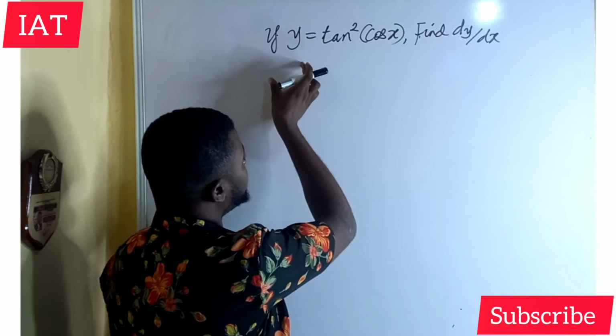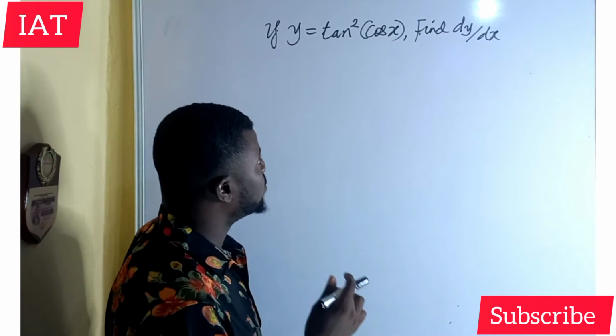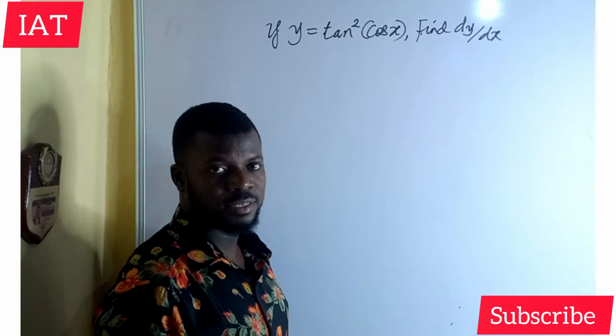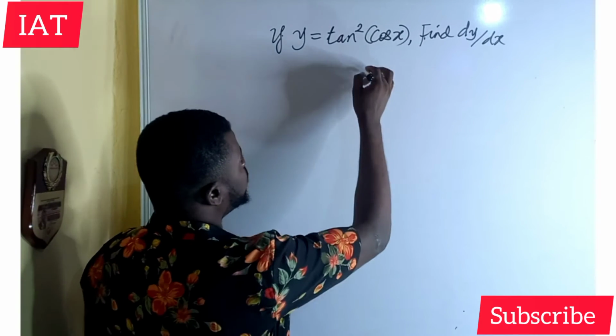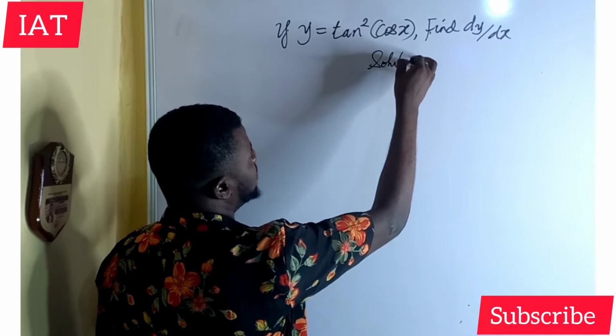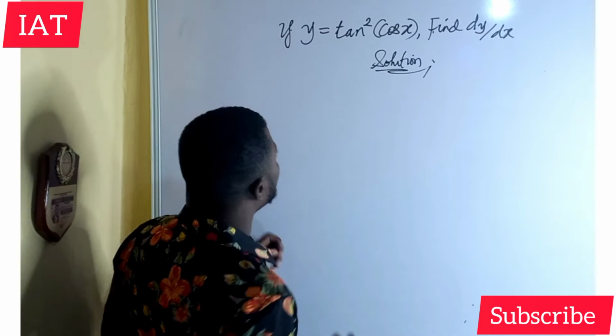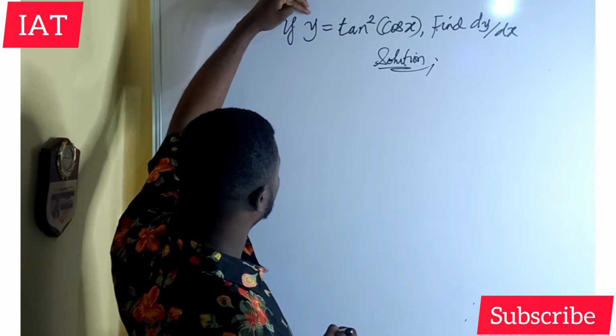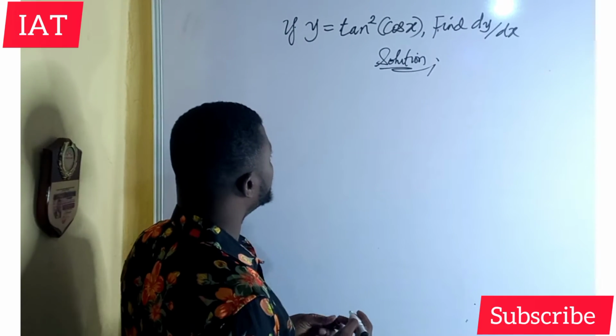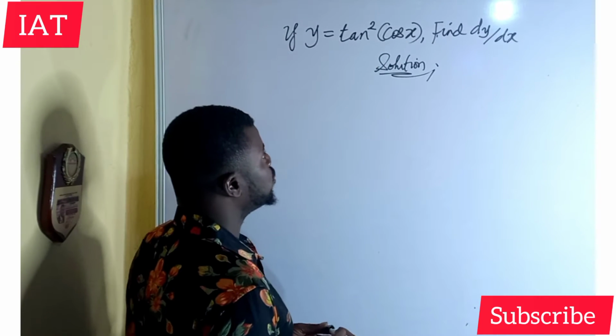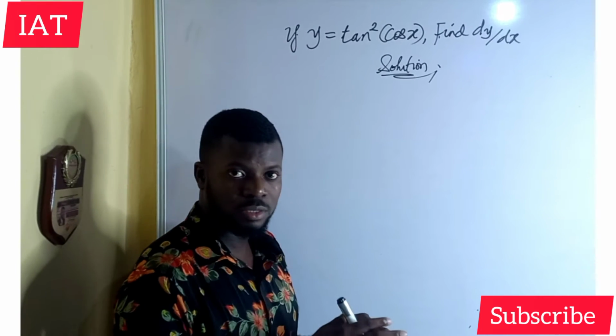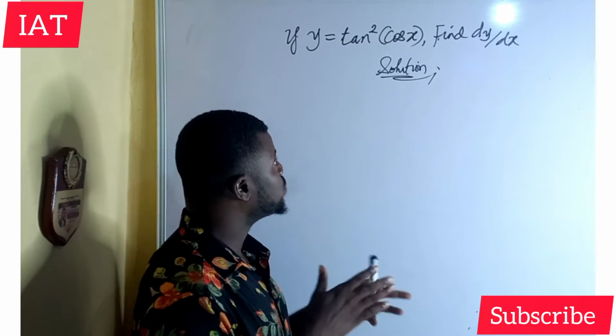Find dy over dx if y equals tan squared cos x. So the solution to this problem is this. We want to differentiate this y with respect to x. But then we can just apply some set of rules.